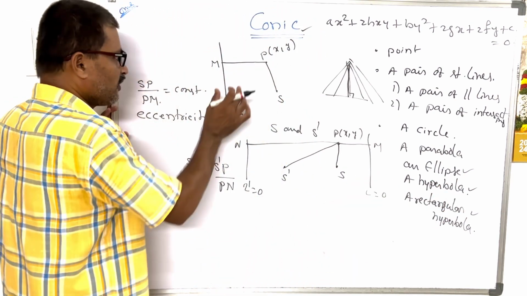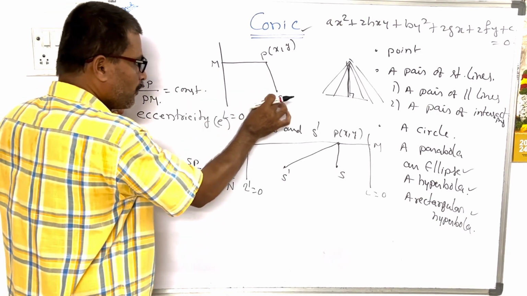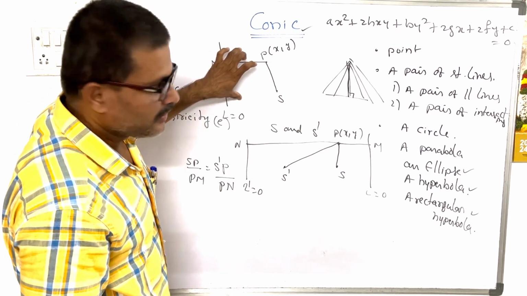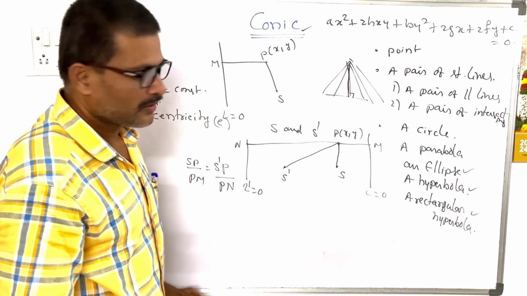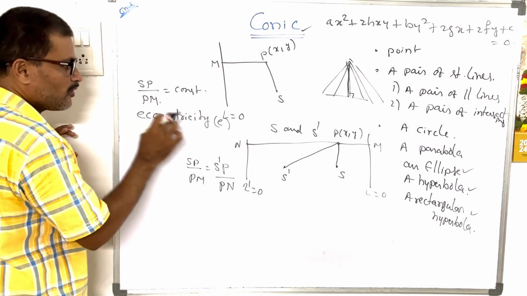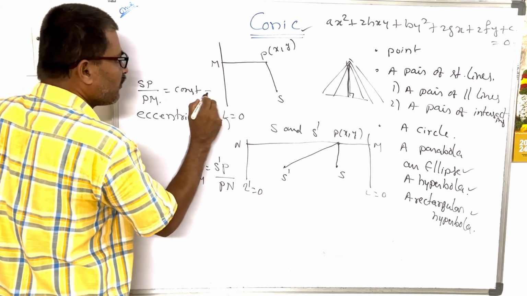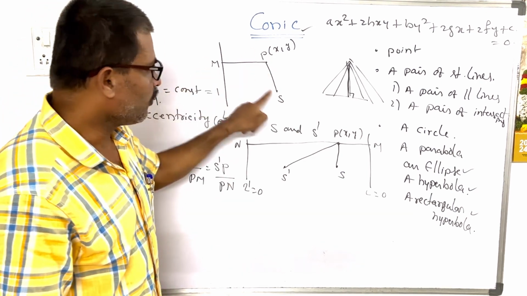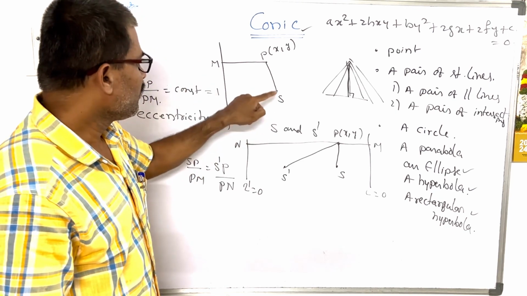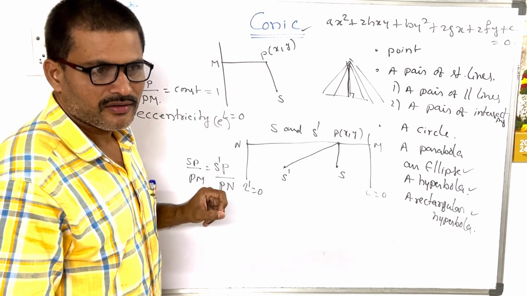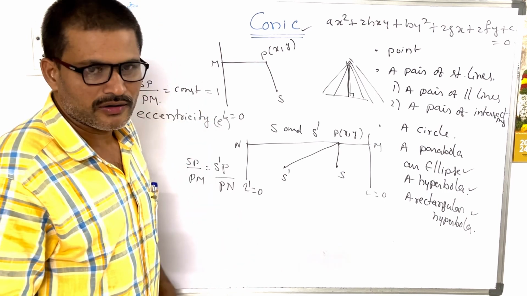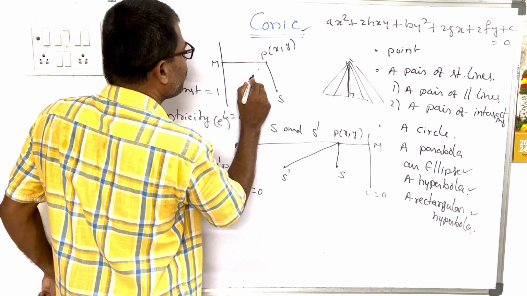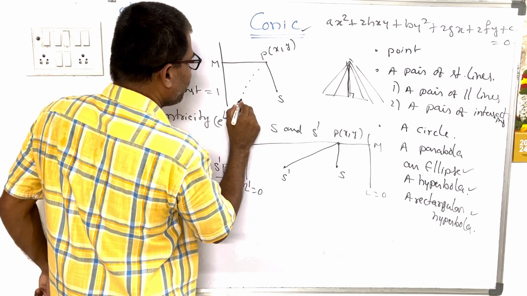Here first of all we discuss one fixed point and one fixed straight line. Here we derive one conic section. The constant ratio can be taken as small e, which is equal to 1. The ratio of SP and PM is always constant and equal to 1. That formation, those points can be joined. These points are something like this.